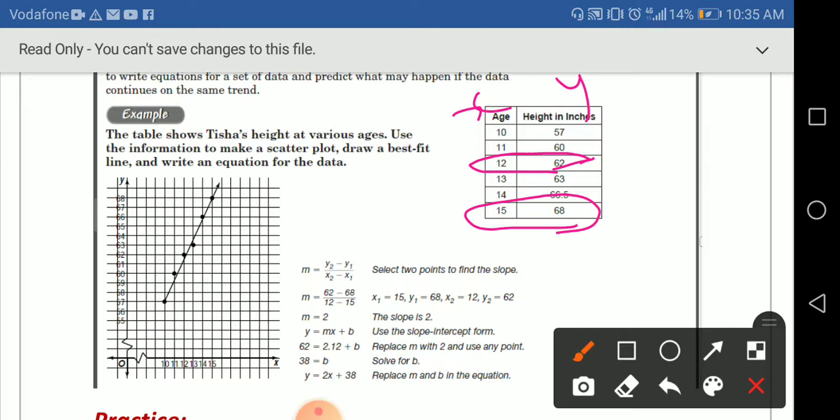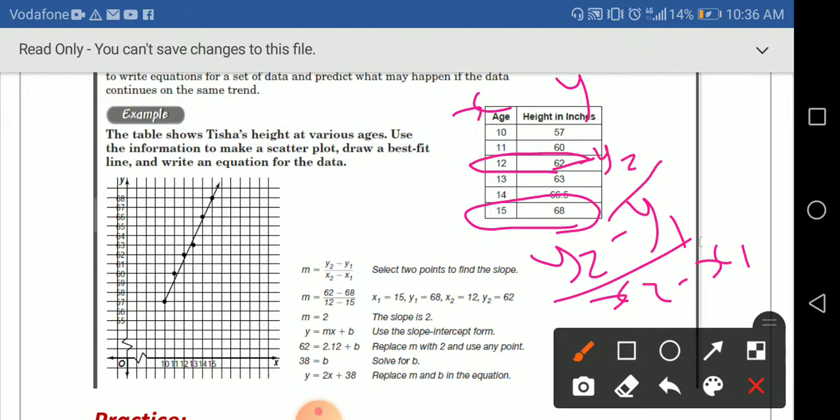Here I want to write y sub 2 minus y sub 1 over x sub 2, not to be confused, minus x sub 1. So I'm going to have y sub 2, which is 62, minus 68. And 12 minus 15. Ms. Dina, can I say y sub 1 minus y sub 2? Yeah, it will give you the same answer.